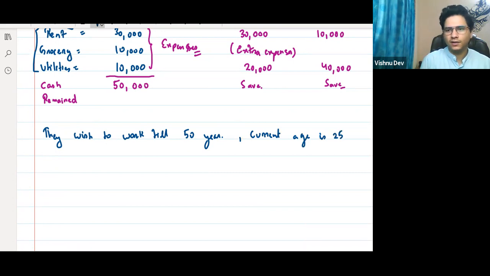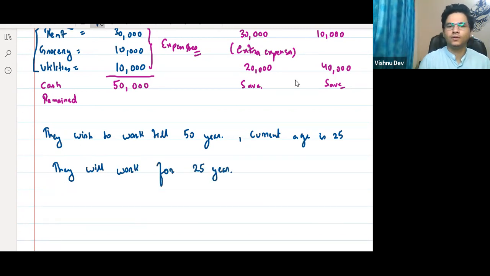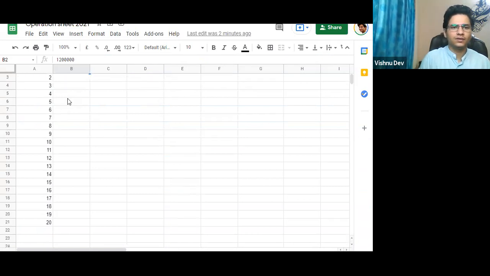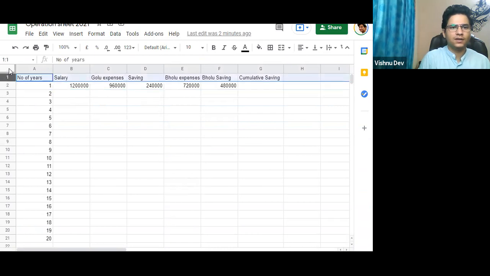Suppose he starts earning 1 lakh rupees from the age of 25 years, and he will work till 50. So how many years will they work? 25 years. Yes or no? Clear? 25 years. Okay. So let us do this. Just give me a minute. I will just fix this.